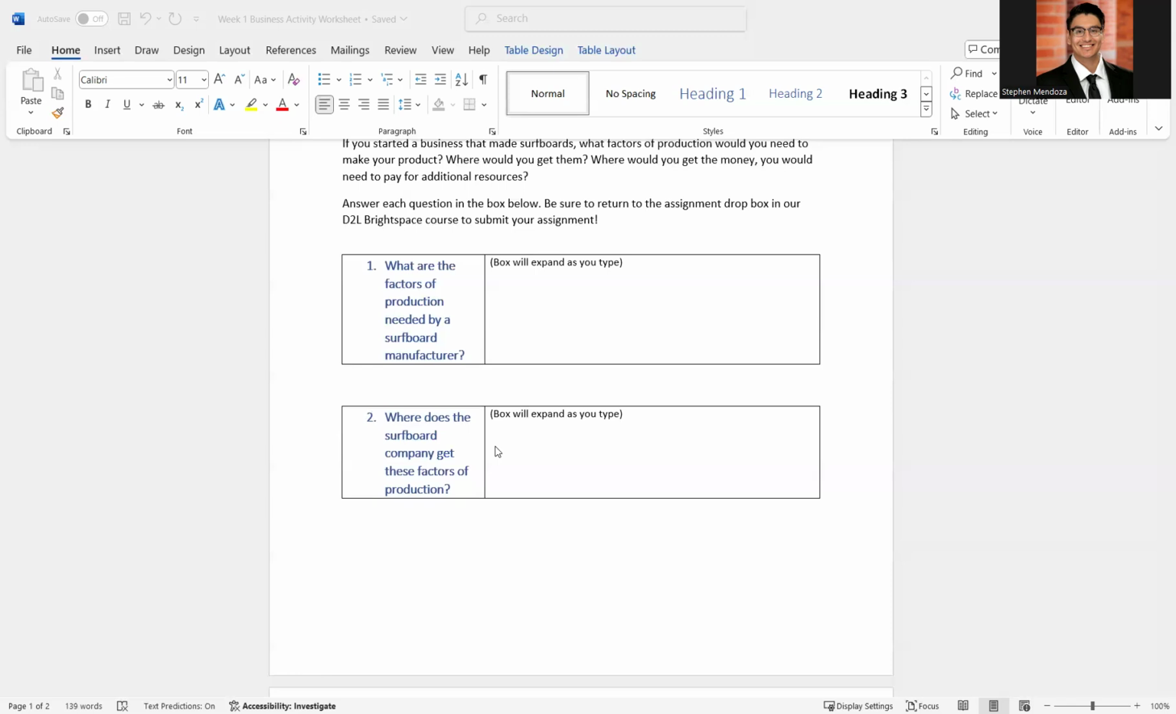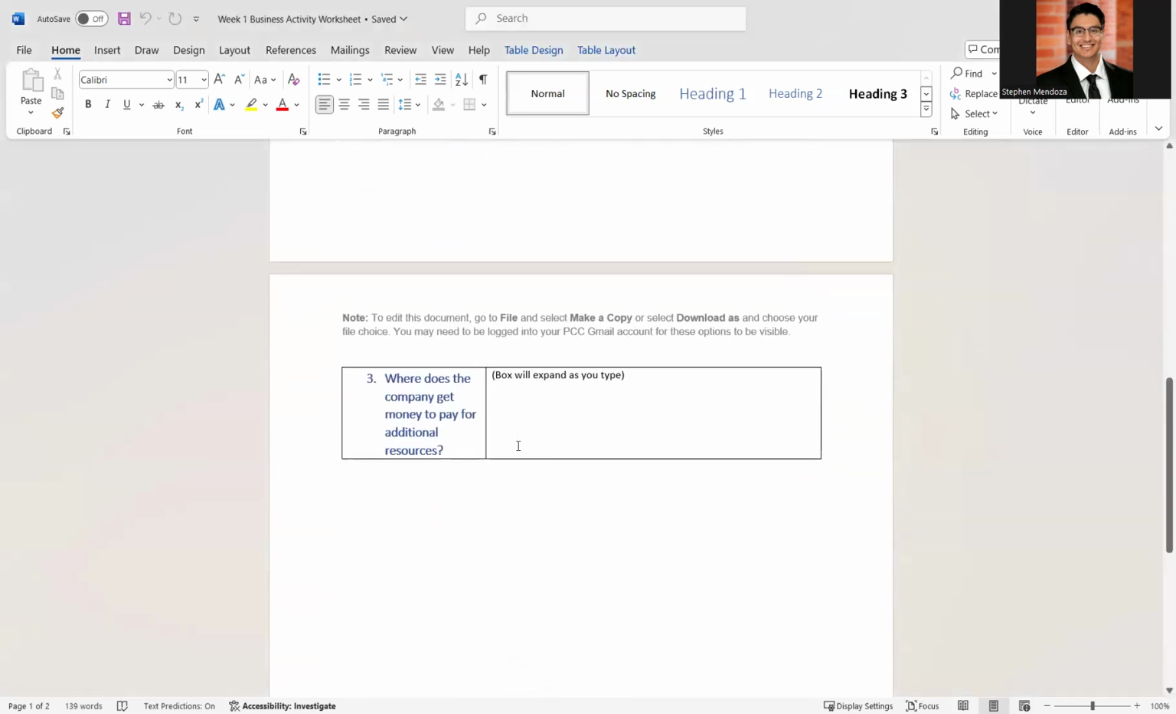The labor. Well, where does the surfboard company get this specific labor from? Think about the employees. Where would you find the employees from? How would you decide what's a good employee and what's a bad employee? Factory, think about equipment and money and so forth. And then entrepreneurial skills, like how does one get the vision for surfboard manufacturing? Perhaps it's a family business, for example. How do they get this specific vision? Things to think about as you are working through your assignment.